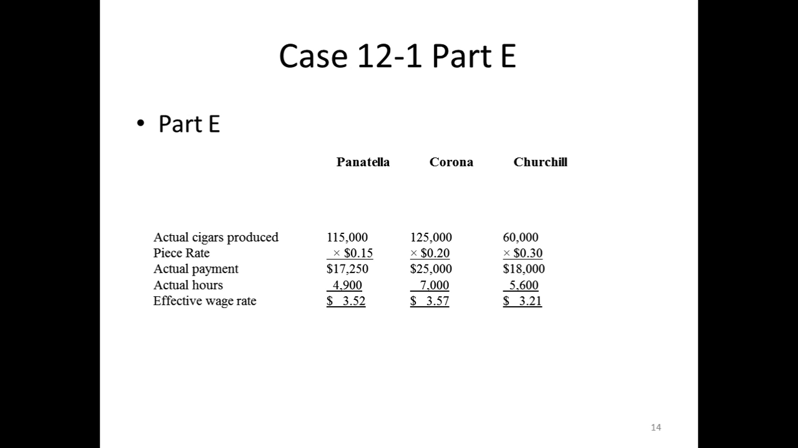When we get to E, you're asked to take a look at these variances in more detail and comment on them. Well, the first one, obviously, you can comment on is the piece rate. The effective wage, when we translate how much they're making, because they're paid by number of cigars. When we translate that into an effective wage rate, we see that they're actually making, for all three types of cigars, more than $3 an hour.